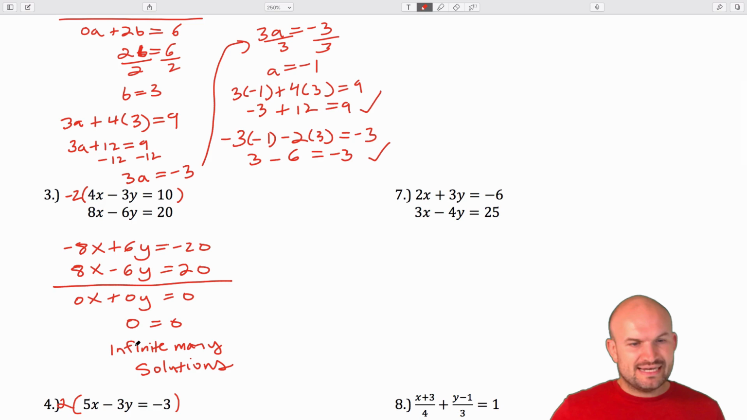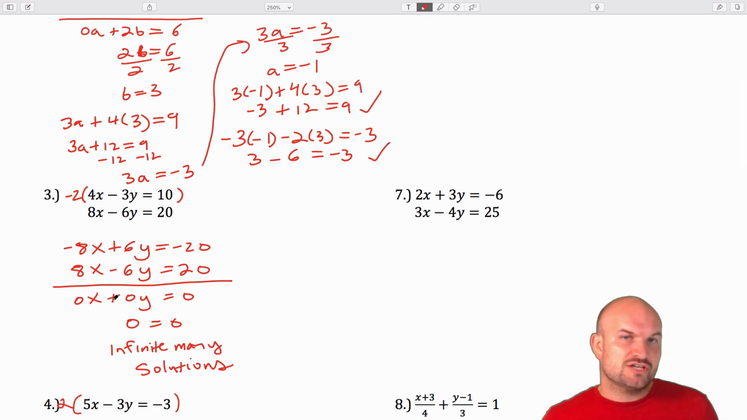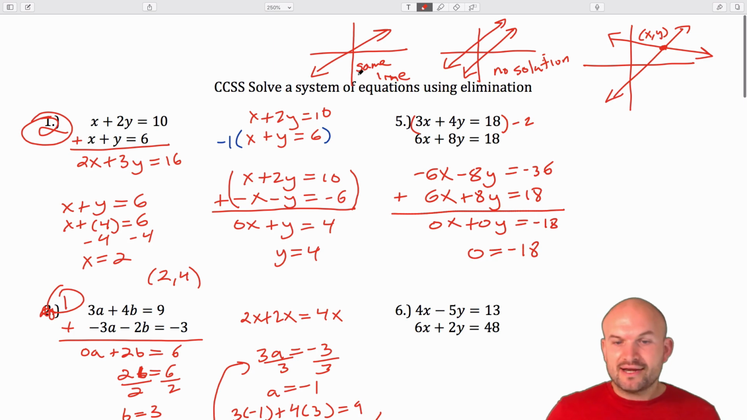In our case where we had infinitely many solutions, no matter what the values were for x and y, it always made both of those equations true. That's why they always lied on the same line. Well, here, it doesn't matter what x is or what y is. These are never going to be the same. When you get a false statement, it doesn't matter what x and y you choose. They're never going to be the same.